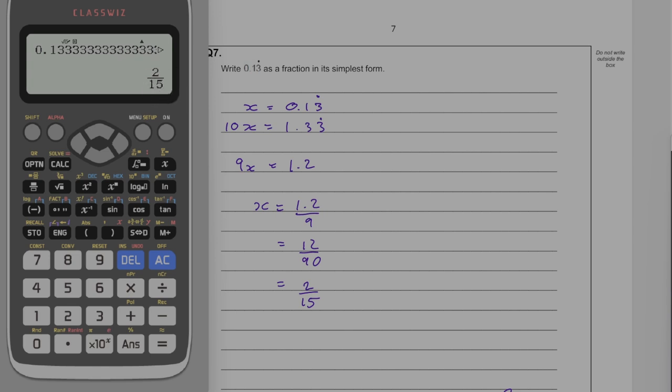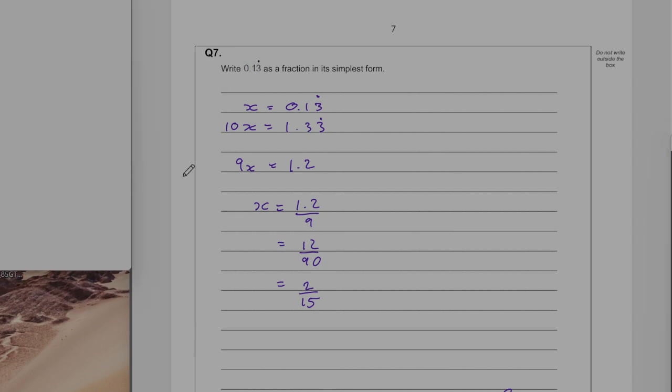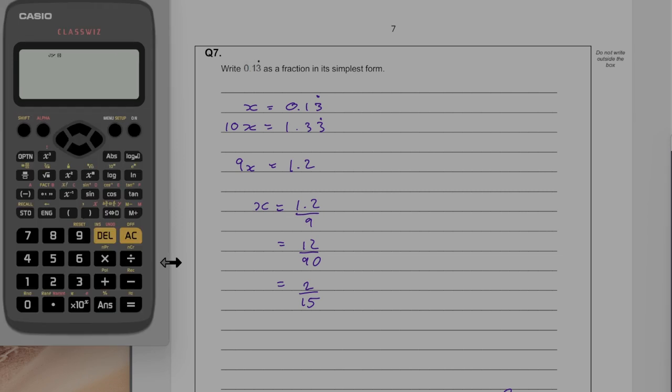Right, I'm actually going to bring up the older model. I think it's easier to type it on here because you've got this second function. So if I wanted to type it in on this model, I would type in 0.1, then shift and then this button, and then I can type in the recurring digit there, and that will simplify it. So a useful tip just to know the difference between them.